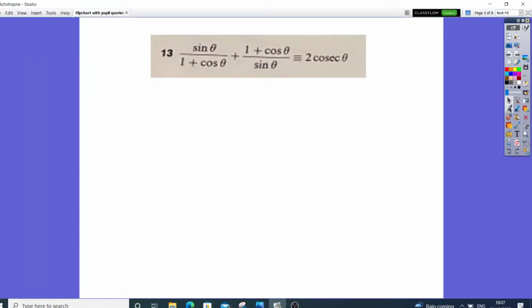Let's have a look at this identity. First of all, it's telling you this left hand side is going to equal this right hand side. Now what you should be aware of is that 2 cosec theta, so I'm just going to write it here, 2 cosec theta is equal to 1 over 2 sine theta. So what we need to prove here is that this expression is going to end up as 1 over 2 sine theta. Okay, first of all, it's the addition of fractions.